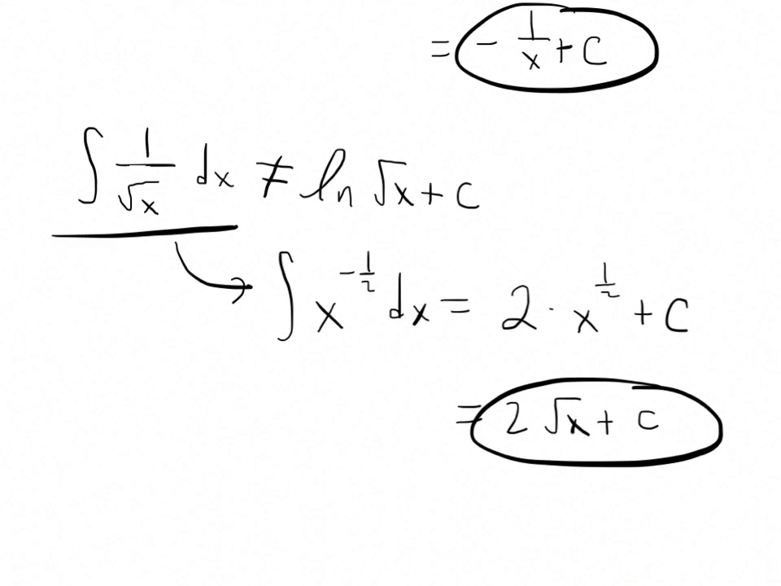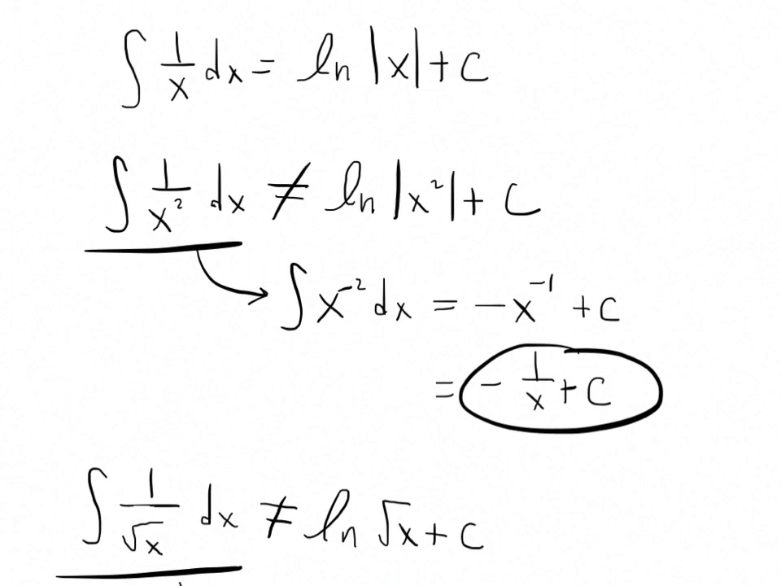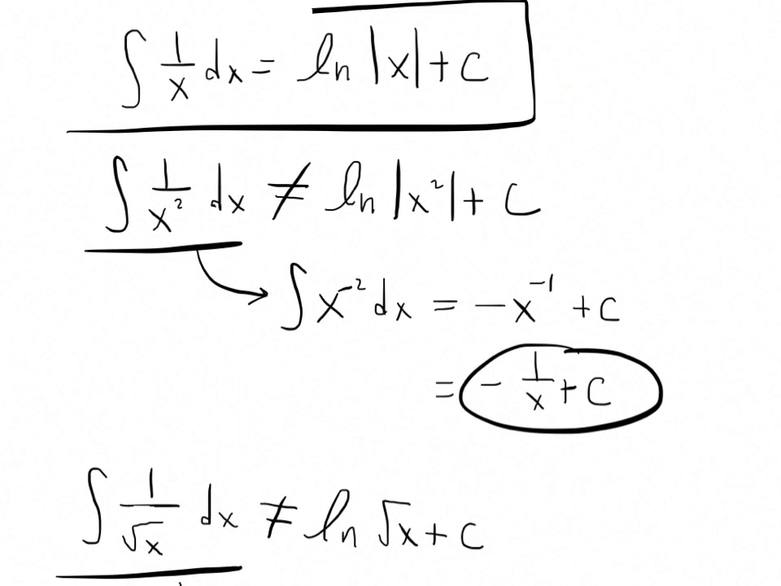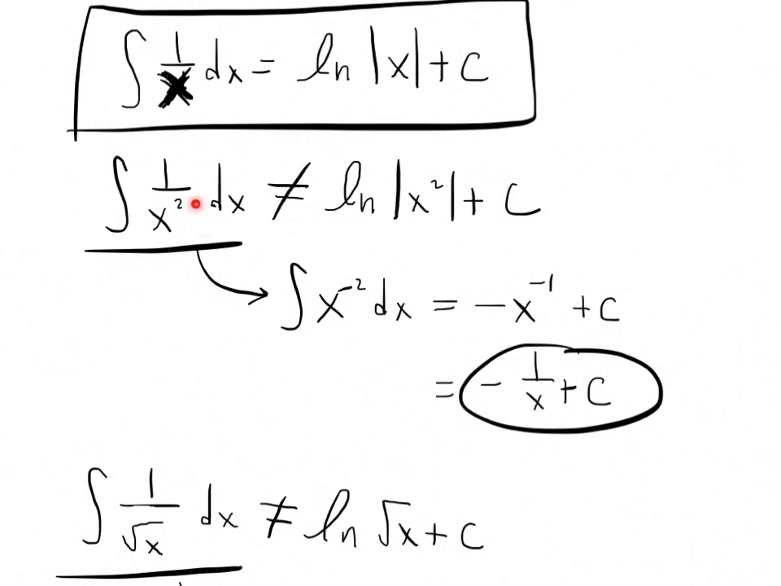So please remember, this natural log thing only shows up when it's 1 over x. Nothing more. But I really want to emphasize it only works for 1 over x, 1 over u, 1 over a single variable. Not squared, not square rooted, just 1 over x.